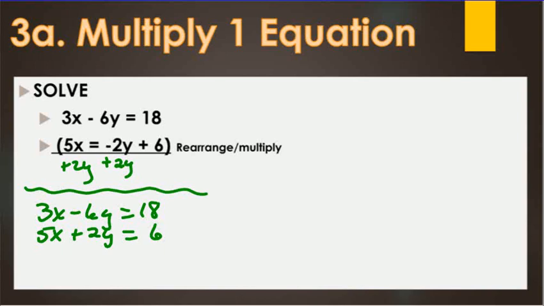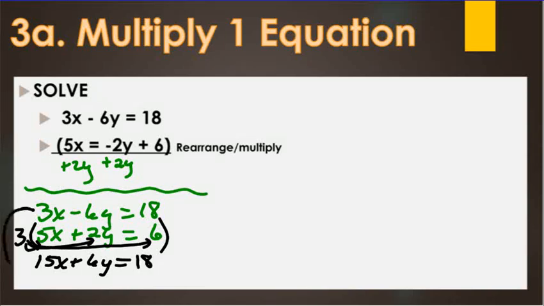Now here you can determine, do you want to eliminate your x's or your y's? I would do the y's because they already have opposite signs. And I know that all I have to multiply is the bottom equation by 3, because 3 times 2 is going to give me a positive 6y. So now if I distribute, this will give me 15x plus 6y equals 18. And then I'm going to put this second one down here. So it would be 3x minus 6y equals 18.